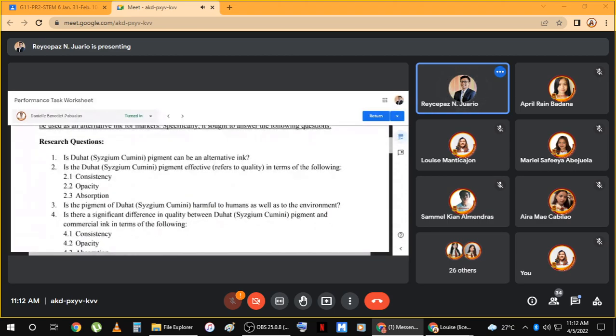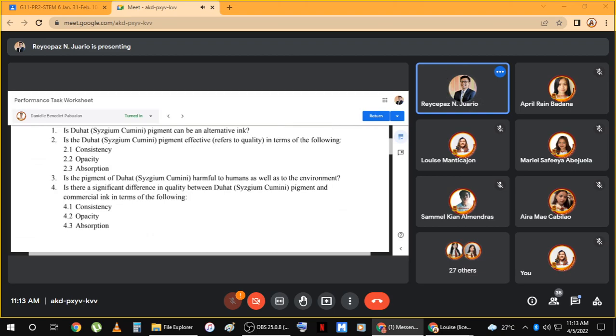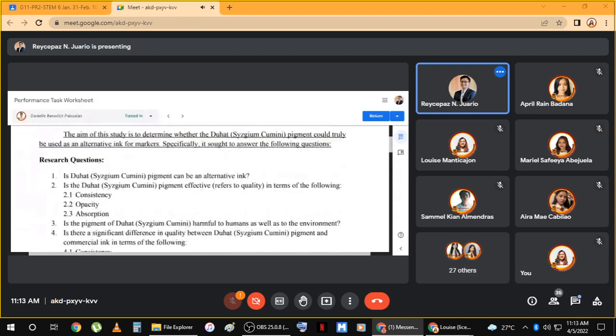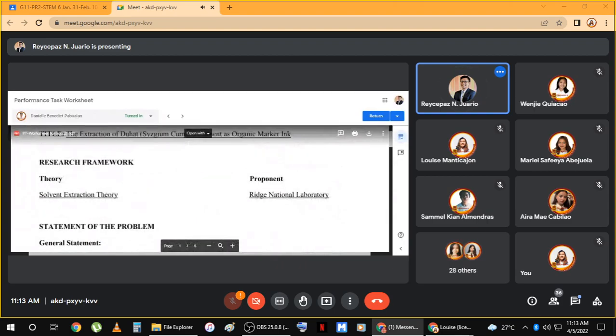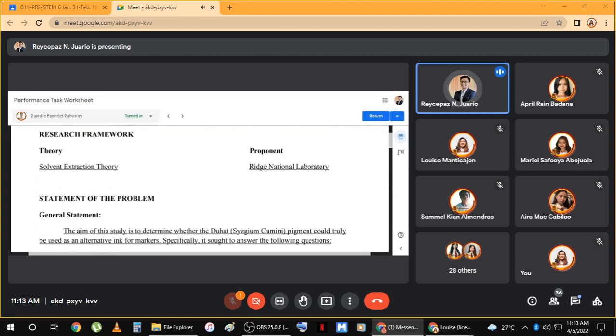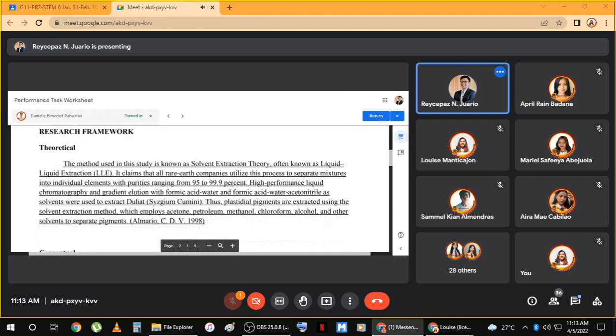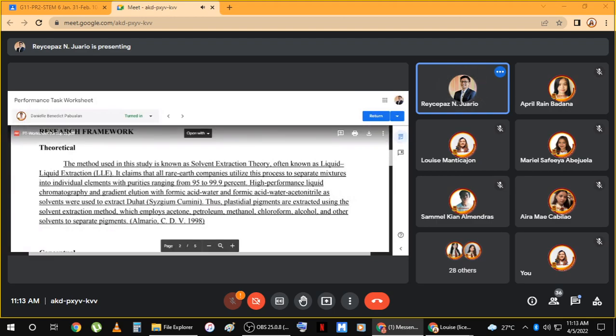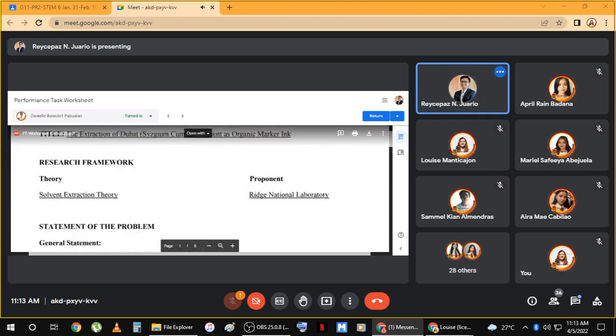Question number one, we do not know how to answer this, but I think this is not necessary. Theory. Solvent extraction theory. Let's go to your theoretical framework. This is correct. All right. Mr. Pabualan? Yes, sir.